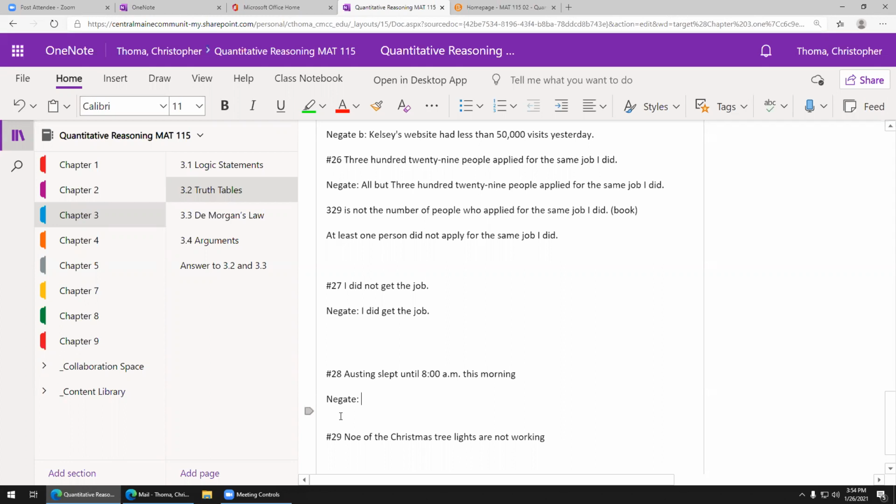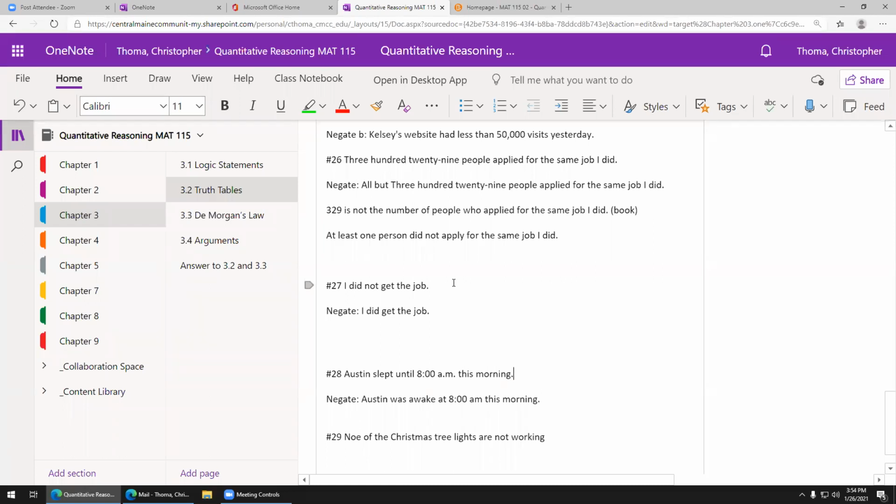Could 28 be, Austin was awake at 8 a.m. this morning? I don't know why I put Austin in there. So you said Austin was awake at 8 a.m. this morning. I can't think of anything opposite of that. That's not covered, because you're either sleeping or you're awake, right? There's times we could argue if someone's actually awake, but by definition, you're asleep or awake. So if you're awake at 8 a.m., then you're not sleeping at 8 a.m. I like that one. That's a good one.